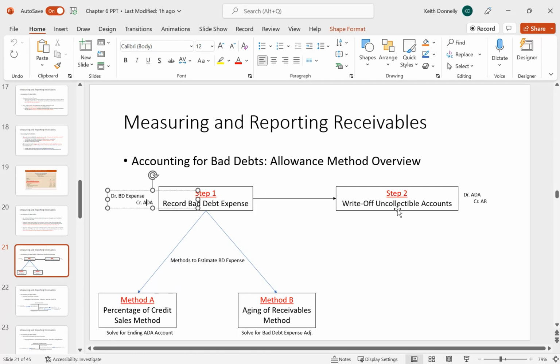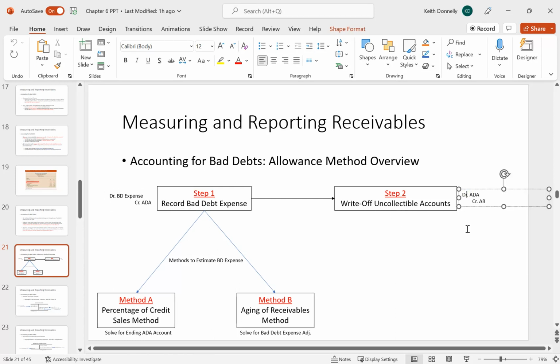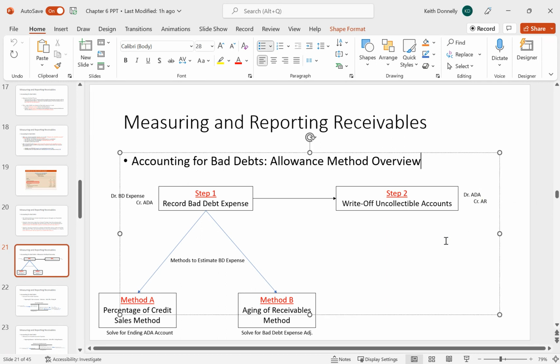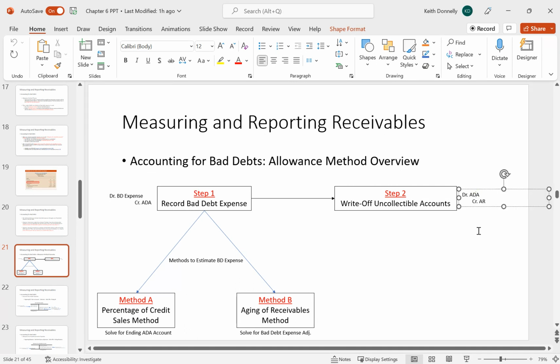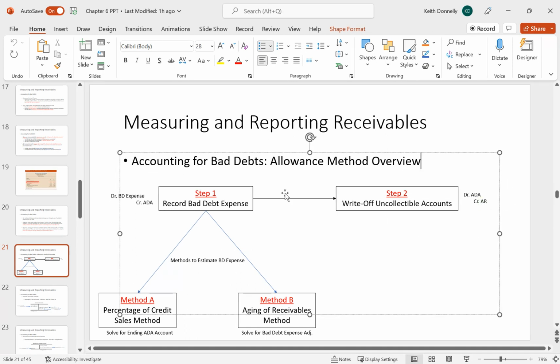Step two, right? A customer conveys to us that they're not going to pay. We then write off the uncollectible account, debit the allowance for doubtful accounts, credit the receivable. So step one, tee it up. Step two, get rid of the receivable. For purposes of step one, in this journal entry, the numbers we put in are an estimate. And there's two ways you could calculate it. One is going to be based off this percentage of credit sales method. One is going to be an aging of receivables method.